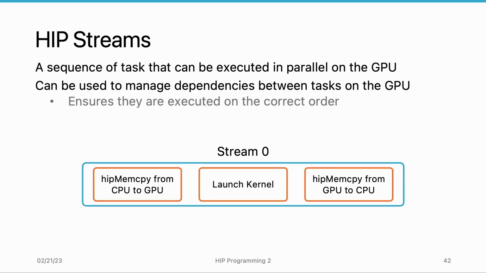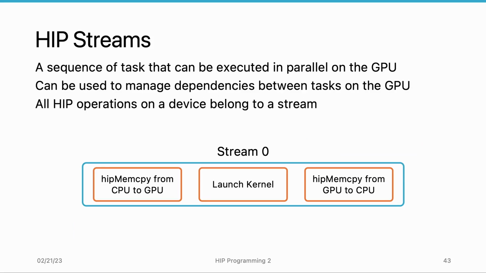When a single stream is used, HIP streams can be used to manage dependencies between tasks, ensuring that they are executed in the correct order. In HIP, all tasks or operations that are performed on a device such as a GPU are associated with a particular stream. This stream acts as a queue for these operations, ensuring that they are executed in the order in which they are added to the stream. Essentially, the stream helps to coordinate and organize the various tasks and operations running on the device, helping to ensure that they are executed efficiently and effectively.